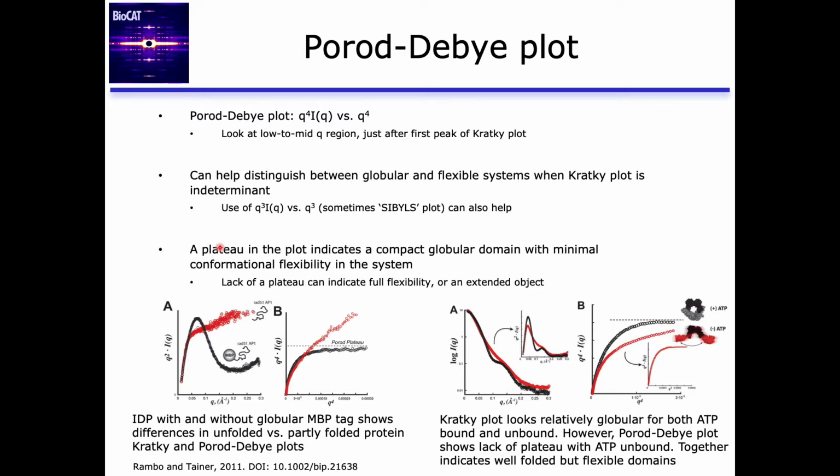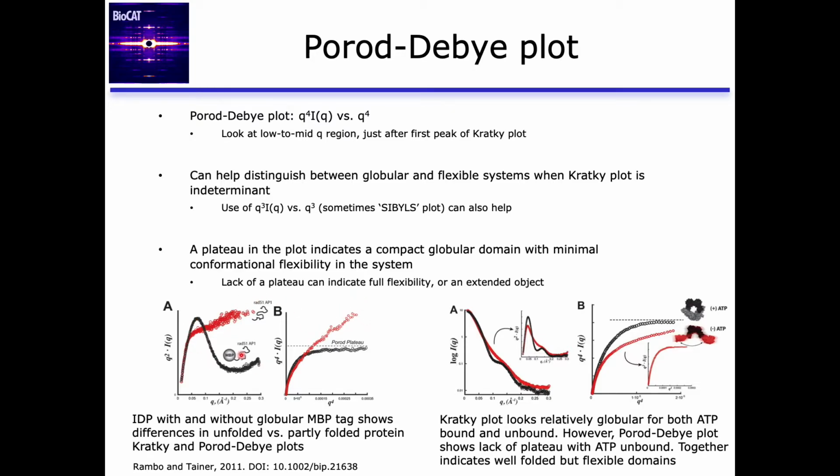Essentially what we're looking for on this plot is, again, thinking about the Porod exponent. If you have a globular domain, at some point, it's been relatively well shown by this paper here, there's going to be a region that's decaying as q to the minus 4. So on this plot, when you have q to the 4 times I of q, that means there's going to be some region with a plateau. A plateau in this plot indicates a compact globular domain with minimal conformational flexibility, whereas the lack of a plateau indicates either full flexibility or an extended object, a non-globular domain.